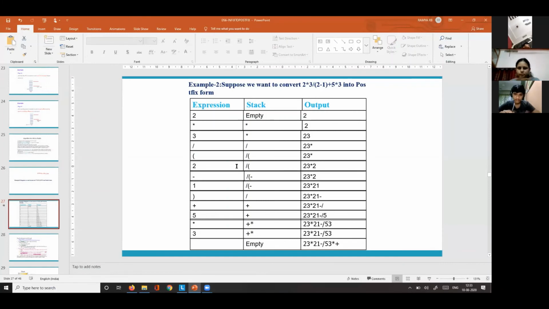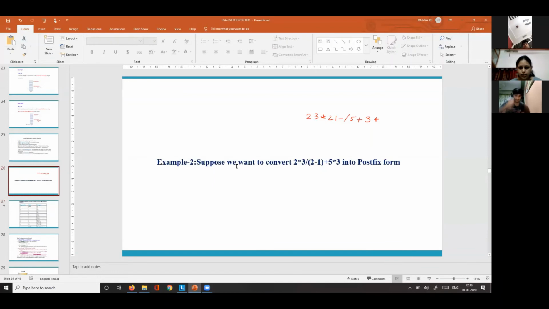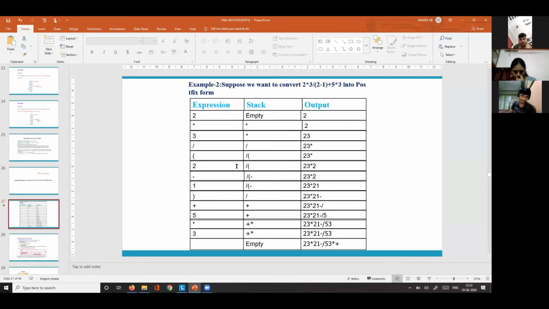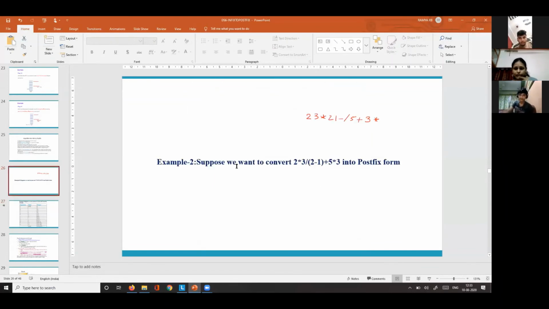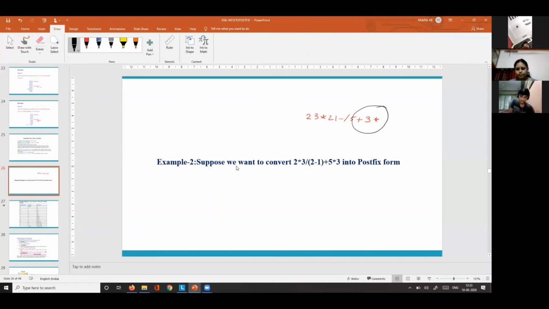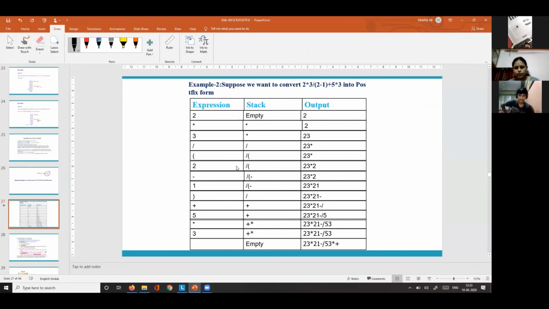Okay. 2, 3 star 2, 1 minus division 5. You've gone wrong in the last step, somewhere in this portion. The correct answer is 2, 3 star 2, 1 minus slash 5, 3 into plus. This is the correct answer. The last step, this one.